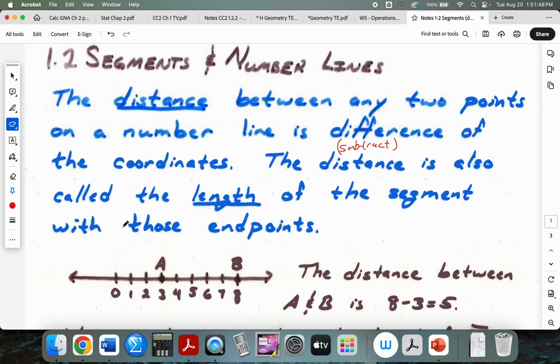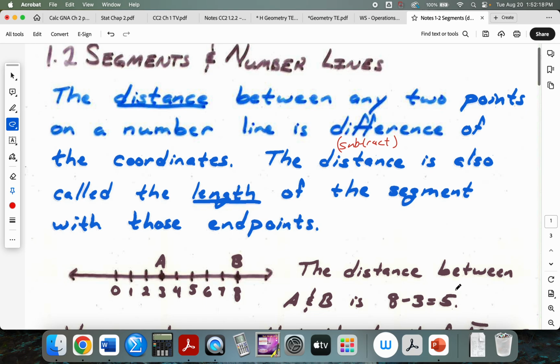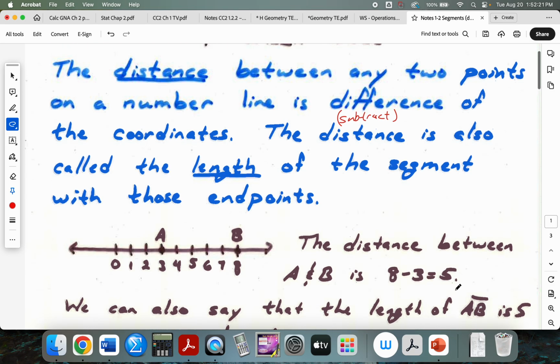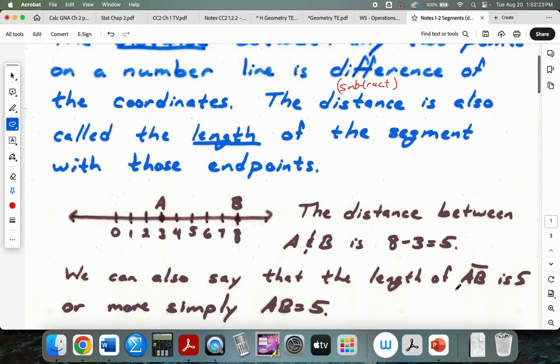So here, this is that first one that we did. You had a point at A and a point at B. The distance between those is 8 minus 3, which is 5. If you always take the one on the right first, minus the one on the left, then you don't have to ever worry about getting the wrong sign. If you do left minus right, you'll get negative 5. And distances can't be negative. So we also say that the length of segment AB is 5.